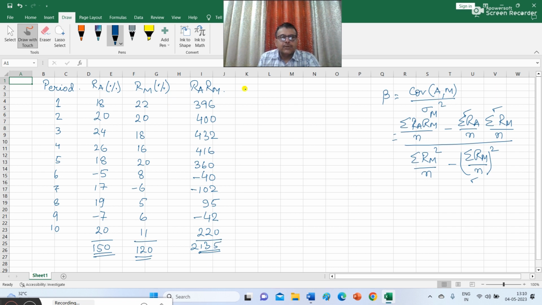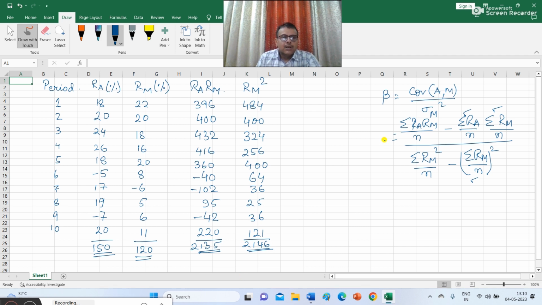Now you need to calculate RM square. So 22 multiplied with 22, you will get 484. Then 400. 18 multiplied with 18, you will get 324. Then 256, 16 square is 256. 400, 64, 36, 25, 36, and 121. So the sum total is 2146.